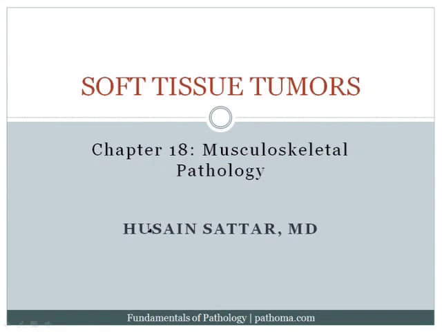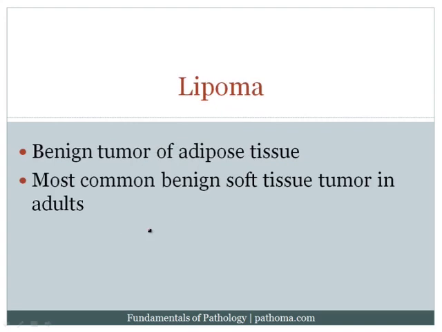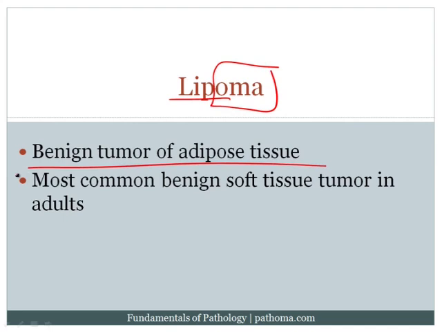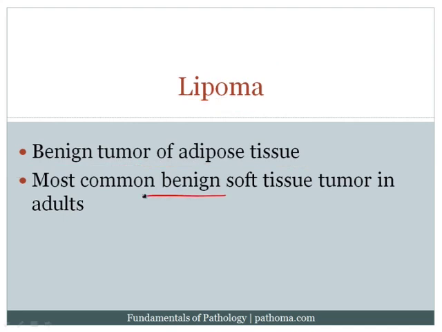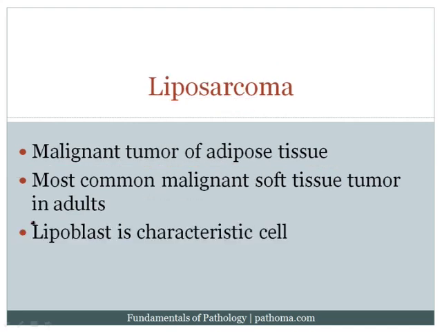The final section in this chapter is soft tissue tumors. This is going to be a very brief overview of just a couple tumors. The first is lipoma. Lipo means fat, and oma means mass, so this is a benign tumor of adipose tissue. Important to know, it's the most common benign soft tissue tumor in adults.